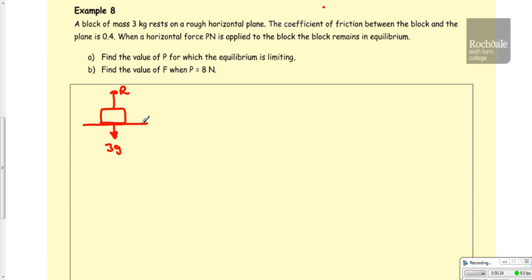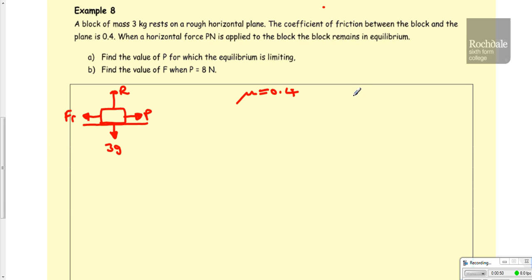The coefficient of friction is 0.4, so we'll jot that down for later. 0.4. A horizontal force, P, is applied to the block. And it says that the block remains in equilibrium. Now that would only be true if the friction acting on the block was sufficient to ensure that P did not make the block move.